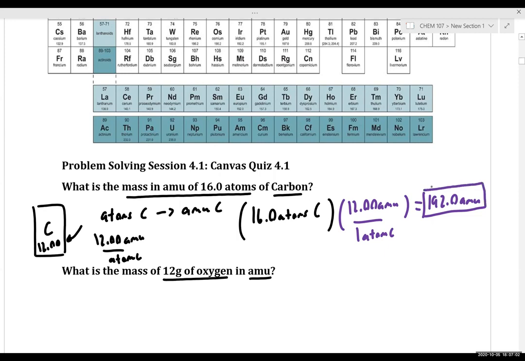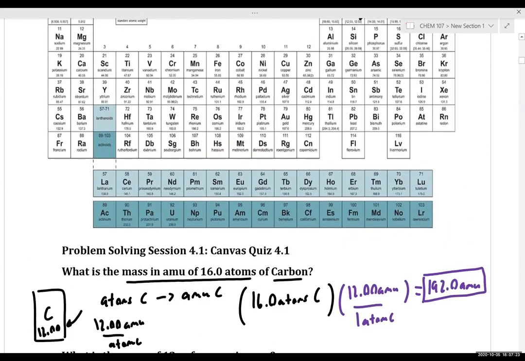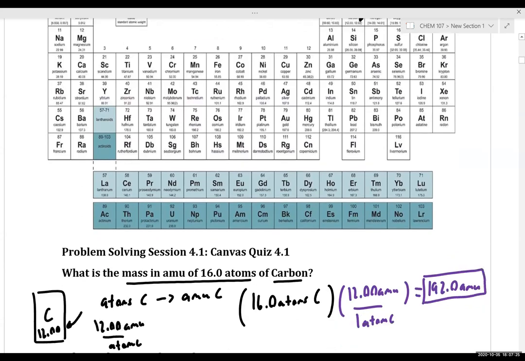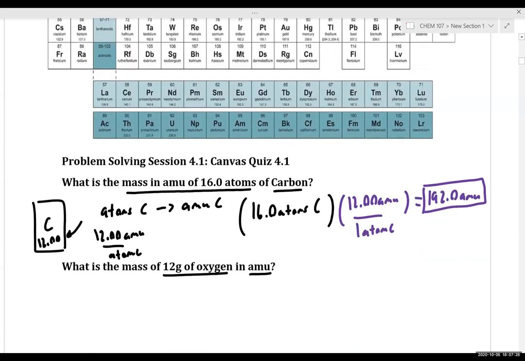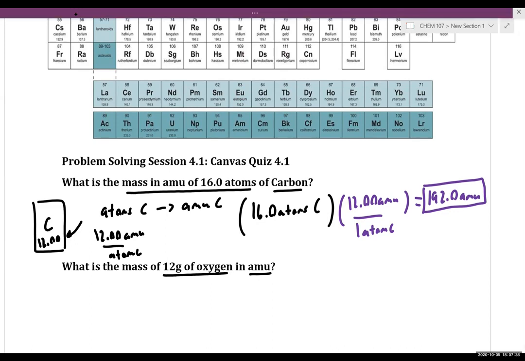Does this first example make sense? Does this first example make sense to everyone? To calculate mass, we take the atoms of carbon and multiply by its atomic mass in AMU. We get the atomic mass again from the periodic table, just like we did for hydrogen. Remember, each atom has a different atomic mass. Does this first example make sense to everyone?